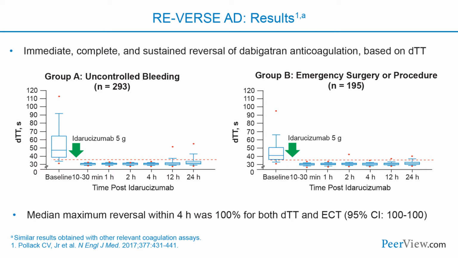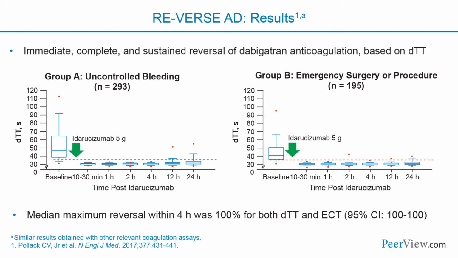The big green arrow that you can't miss is where 5 grams of Idarucizumab was given to each patient. And so what you see is prior to reversal, there's a broad range of dabigatran activity that was anticoagulating these patients. After reversal, after that green arrow, you see a couple of very important things. One, you see all of the variability go away. And that's because the 5 grams of Idarucizumab is really an overwhelming dose for the amount of dabigatran that these patients had. And secondly, you see that it stays, for the most part, out to 24 hours.